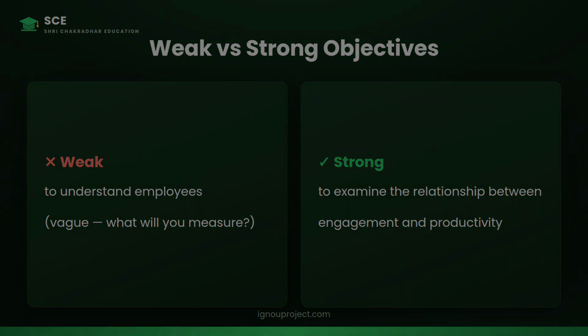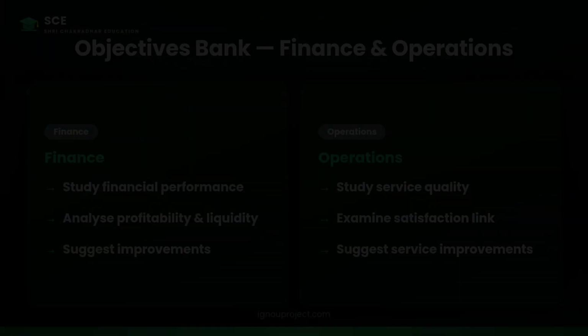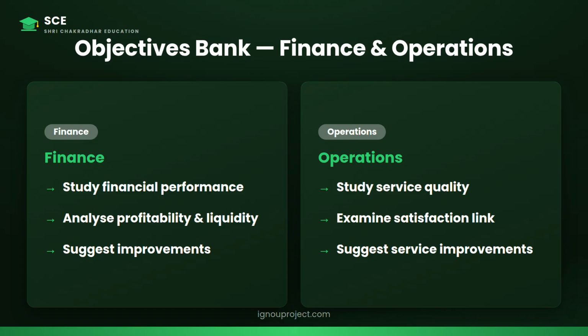Now here is a quick objectives bank you can adapt to your stream. For human resource, to study the level of employee motivation at the selected company, to examine its effect on employee performance, and to suggest measures to improve motivation. For marketing, to study consumer awareness of a selected brand, to examine the factors influencing their buying decision, and to suggest ways to strengthen brand preference. For finance, to study the financial performance of the selected company, to analyze its profitability and liquidity through ratio analysis, and to suggest measures to improve financial performance.